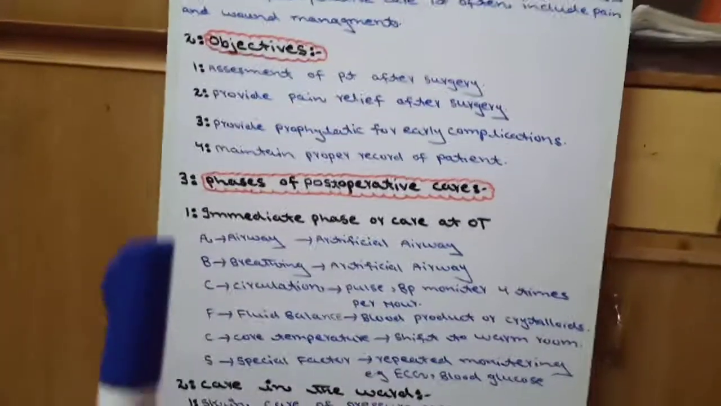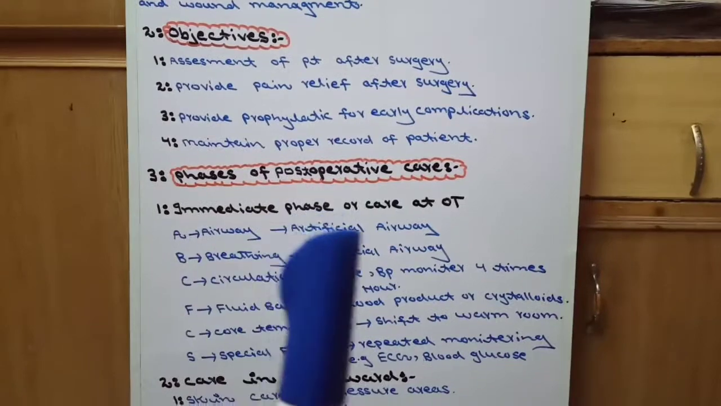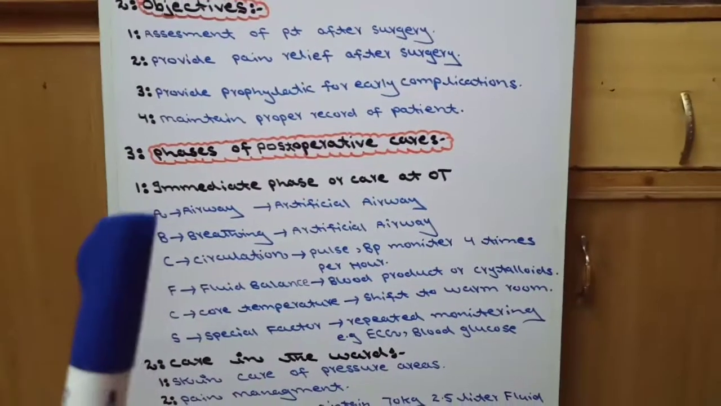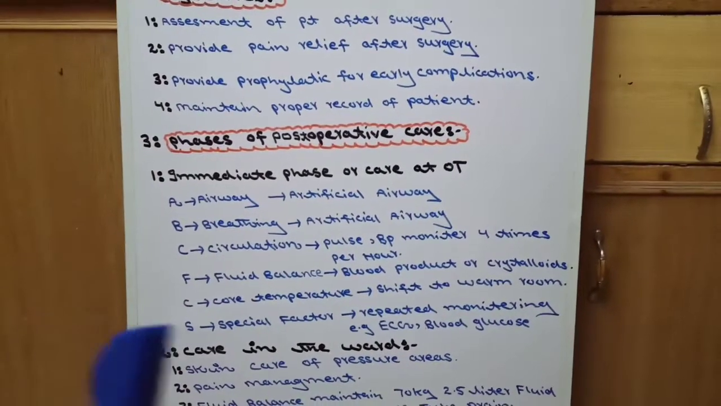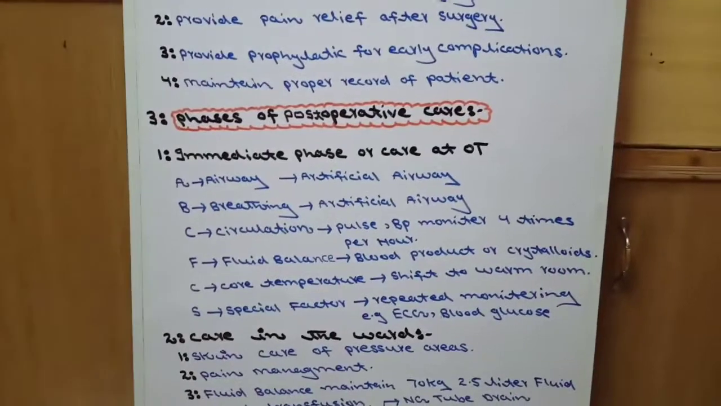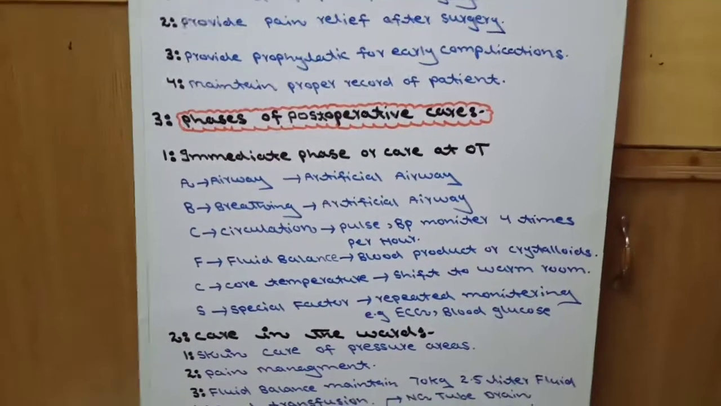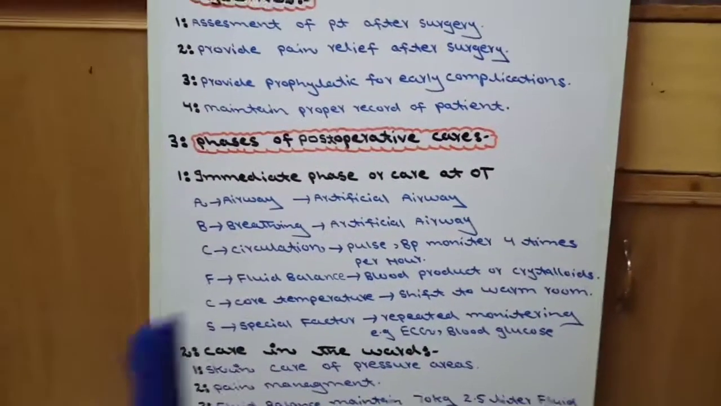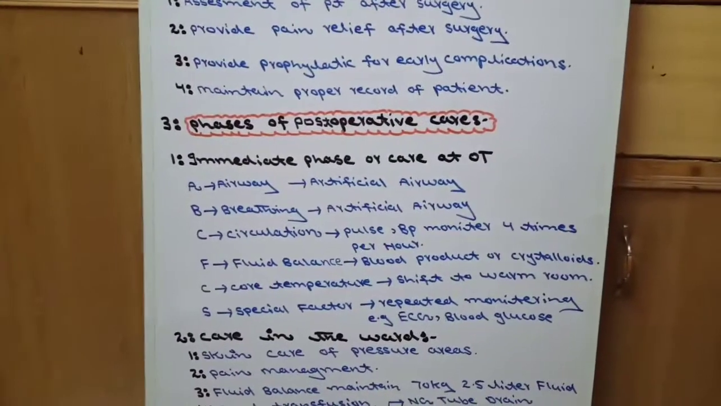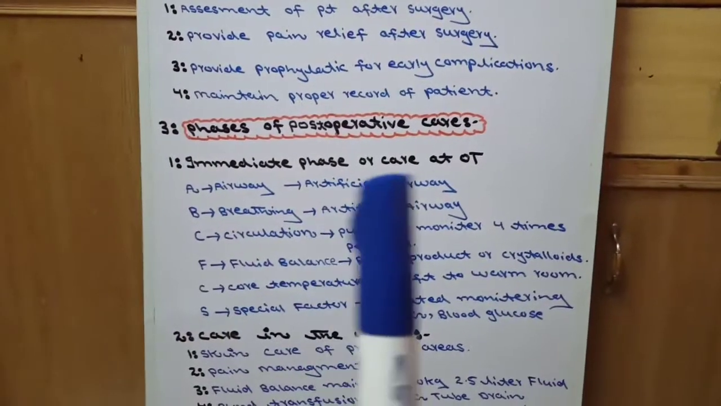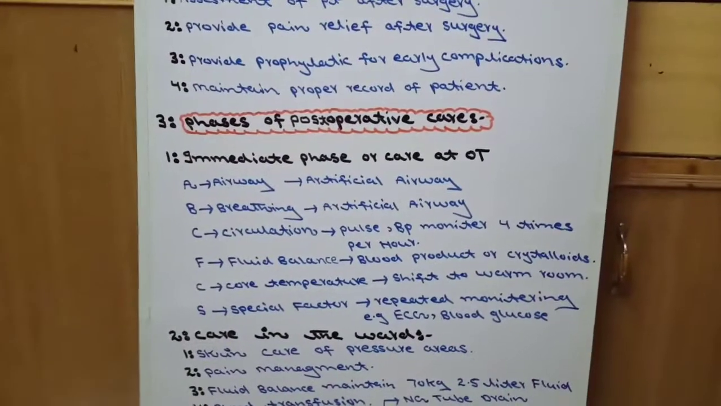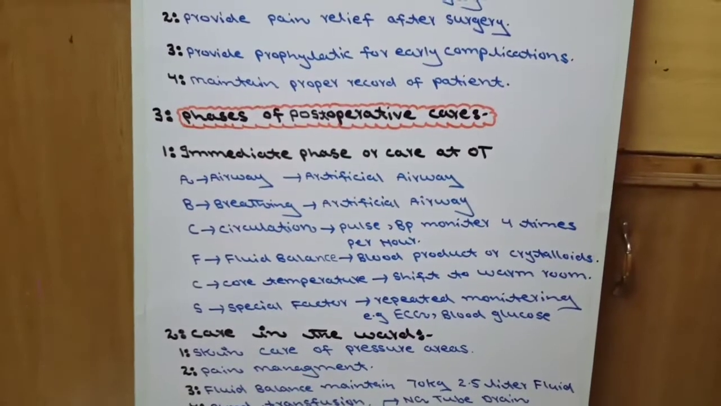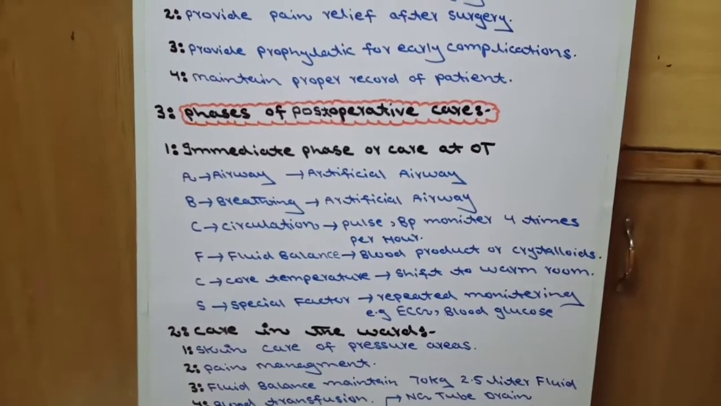Now, first is the immediate phase or care at operation theatre. It includes A, B, C, F, C, S. We remember it by the mnemonic A, B, C, F, C, S. First, A means airway. At operation theatre in the immediate phase, we should place the patient on an artificial airway till the patient's own airway becomes normal.